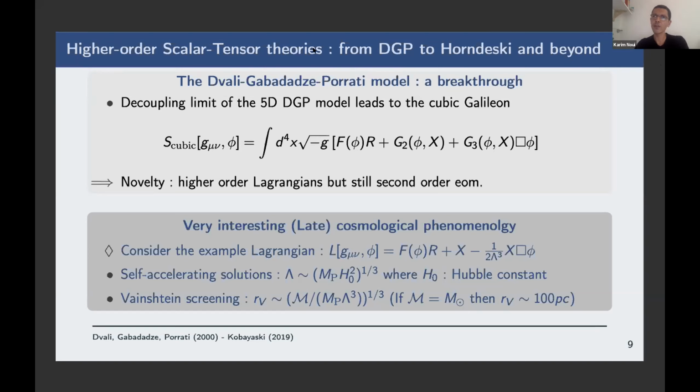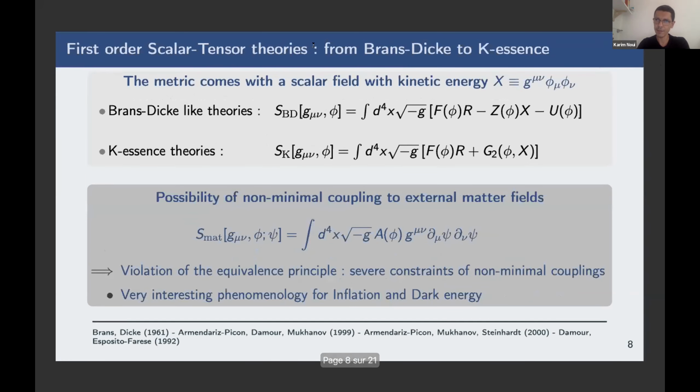So now let me just go a bit further in the description of the history of this scalar tensor theory. We first started with what I call first order scalar tensor theories, because you see in the Lagrangian only appears the first derivative of the scalar field only.